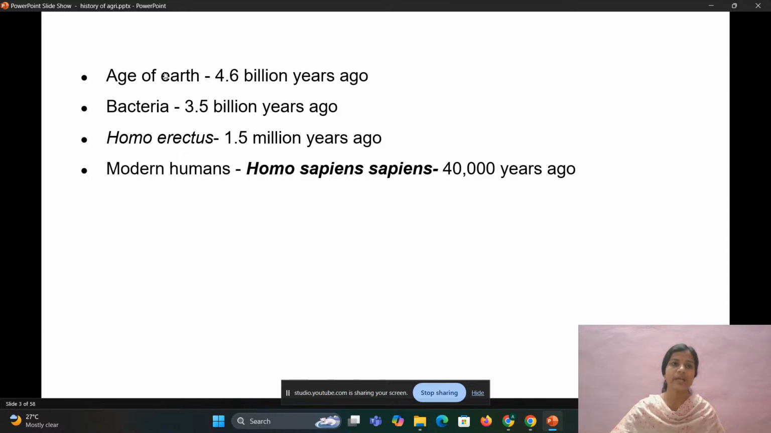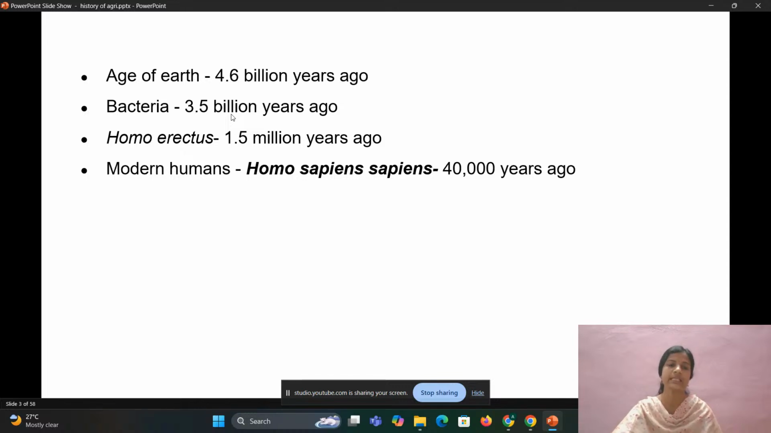we can just have a look at the age of the earth and the age of the first organism that appeared on earth. So it is believed that the earth was formed around 4.6 billion years ago, and the first form of life, that is the first unicellular organism, bacteria, appeared around 3.5 billion years ago. And our ancestors, Homo erectus, are believed to have formed on our earth around 1.5 million years ago.